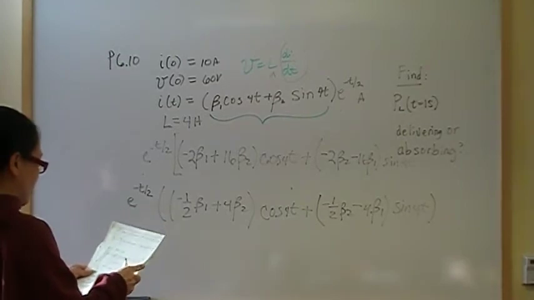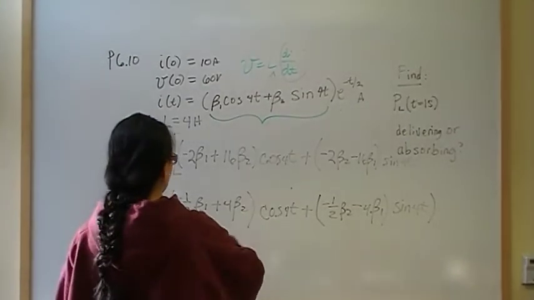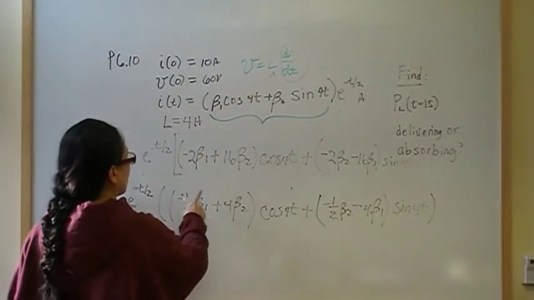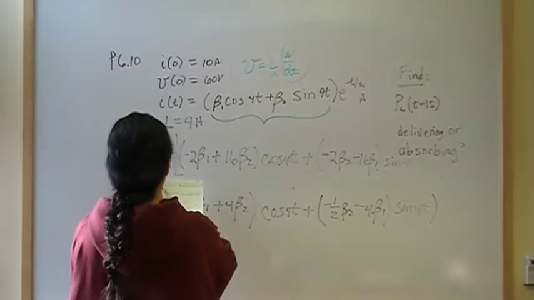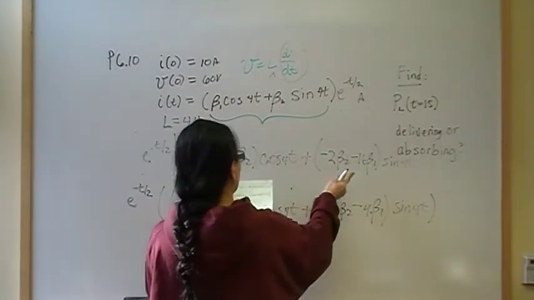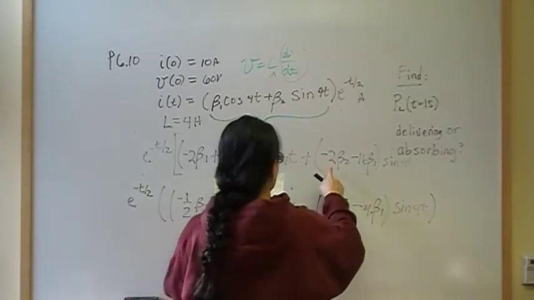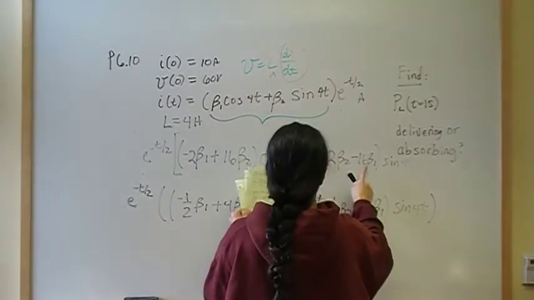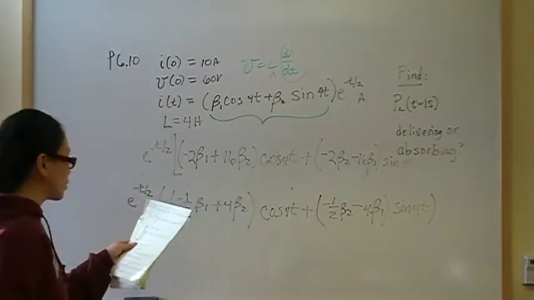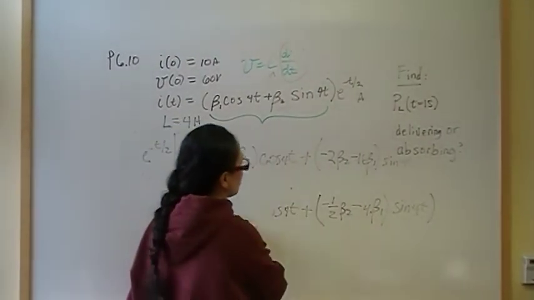Alright, so let me just take a second to check. Okay, so negative 2 beta 1, 16 beta 2 cosine, and then plus negative 2 and 16. Okay, so far so good. So now what? So what is it that we just found?